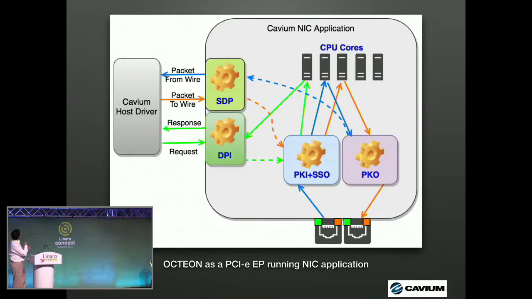The green line is used for control today. For example, the host could initiate a request. It would go to the DPI block. Internally, the DPI block is wired in our hardware to the PKI. That causes an event to be triggered. One of the CPU cores picks up the event, realizes, hey, it's a request from the host, processes the request, and then responds back via the DPI block. So that's the sequence for the green line.